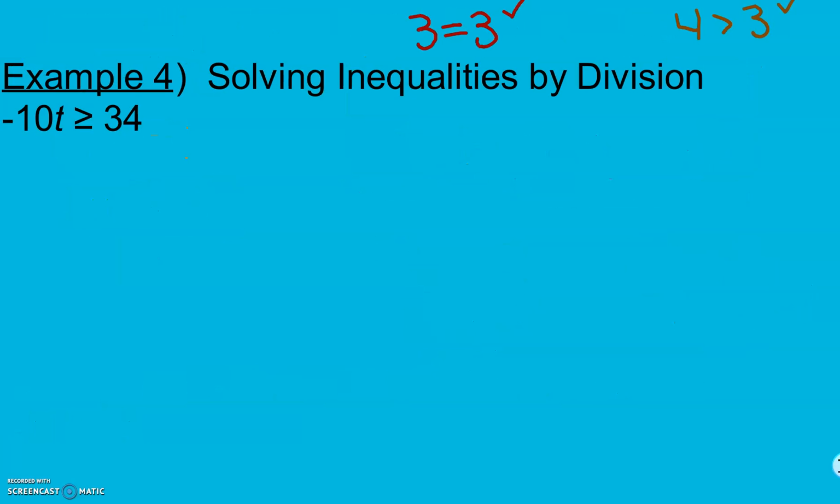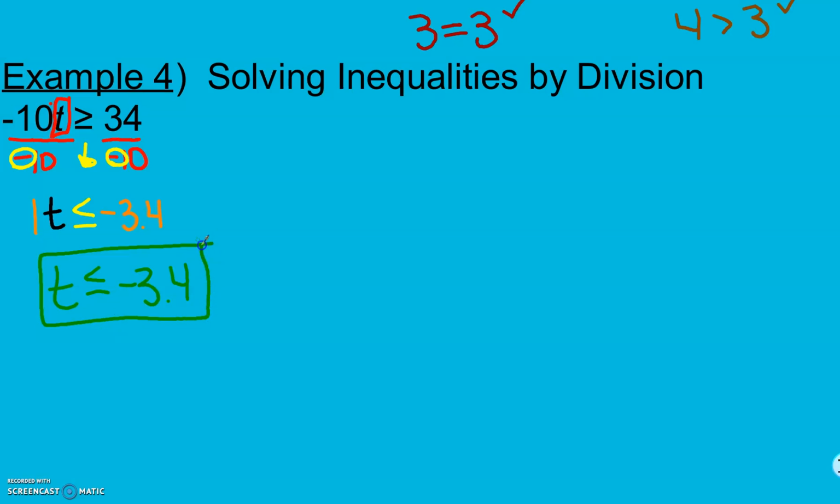For example 4, t is being multiplied by negative 10. So I'm going to go ahead and divide both sides to get rid of that multiplication. To get rid of multiplication, we divide, and whatever we do to one side, we have to do to both. Negative 10 divided by negative 10 is just 1. 34 divided by negative 10 is negative 3.4. Now, I didn't change my variable, but I have to check my inequality here. We divided by a negative number, which means that inequality has got to flip. So here I have t is less than or equal to negative 3.4 because 1 times t is itself.